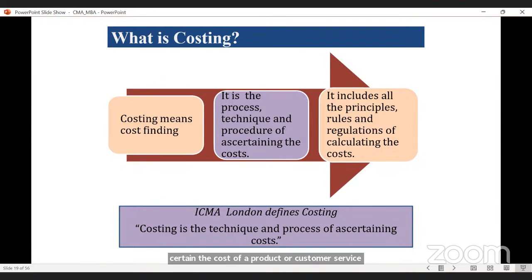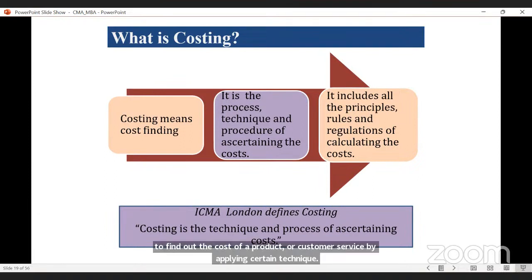Costing means what? To find out the cost. Cost finding. It is the process, technique, and procedure of ascertaining the cost. So costing includes all the principles, rules, and regulations of calculating the cost. We are applying all the rules, regulations, as well as principles for calculating the cost in costing. So costing means simply that we are going to find out the cost of a product or a service by applying a certain technique.